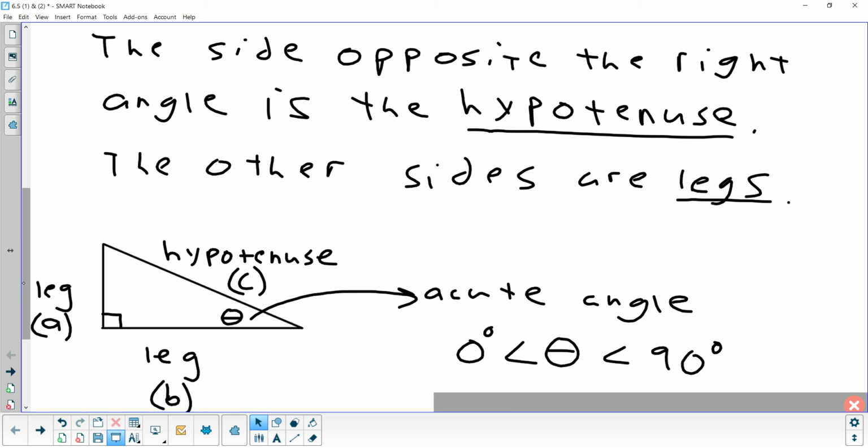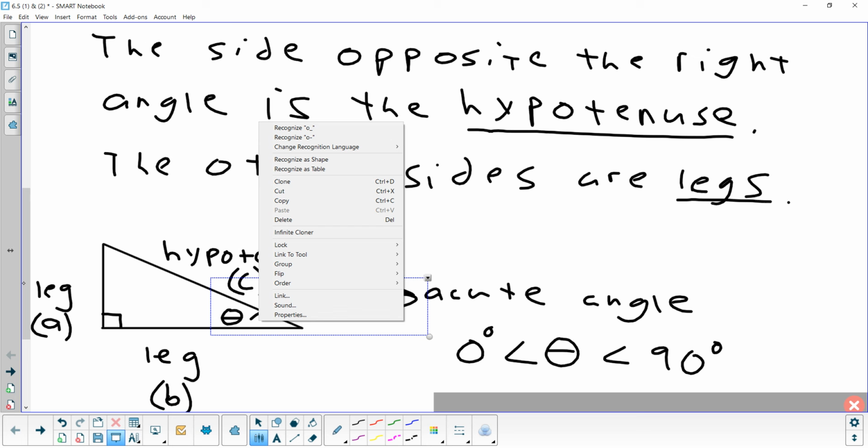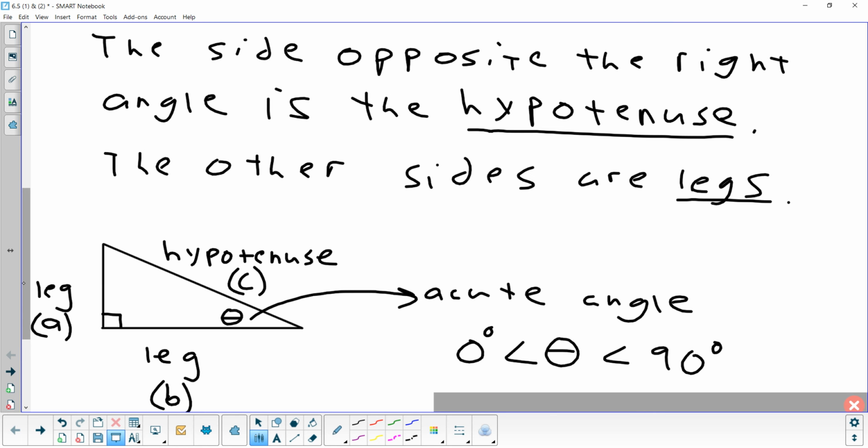Now this angle in the lower right and this one up at the top, these are both going to be what we call acute angles. I think we already defined that earlier in chapter 6. An acute angle is an angle that's between 0 and 90. But can anybody tell me why this angle has to be between 0 and 90? Why couldn't it be bigger than 90?